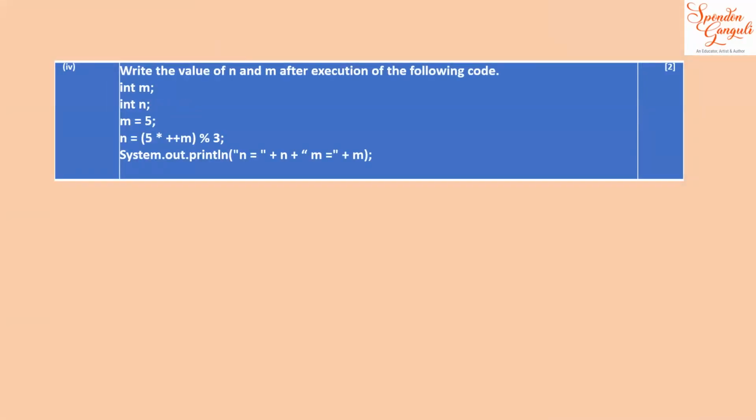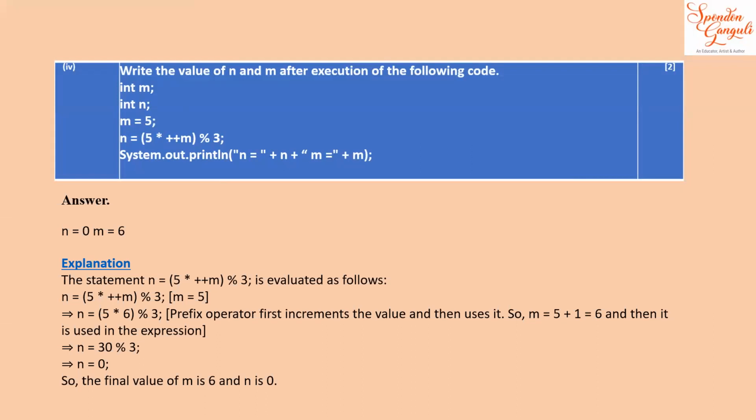Next question. Write the value of n and m after the execution of the following code. Let us see the answer. Here n equals 0, m equals 6. Let's see the explanation. 5 into ++m mod 3. Here m's value is 5, which will increase to 6 because it is a pre-increment. Thus, 5 into 6, 30 mod 3 will become 0. So finally, n becomes 0, whereas m becomes 6.